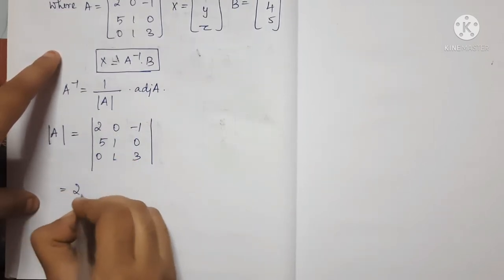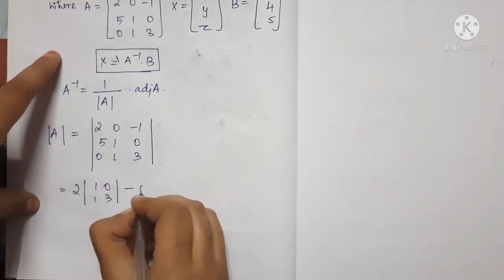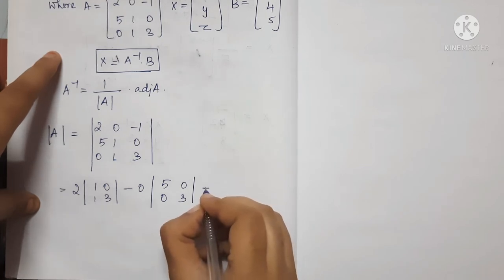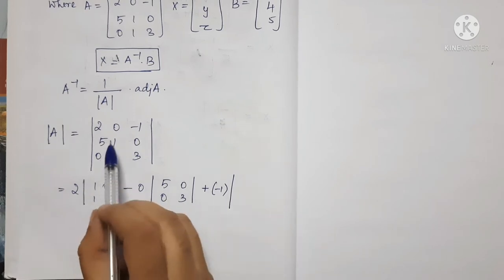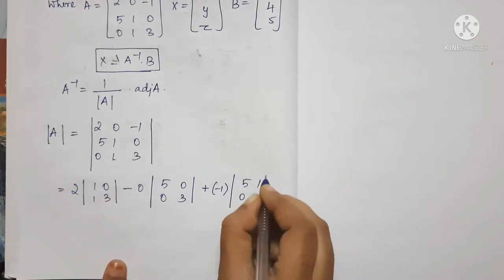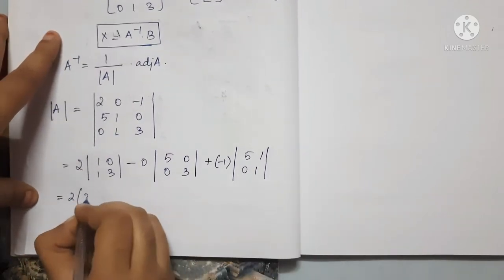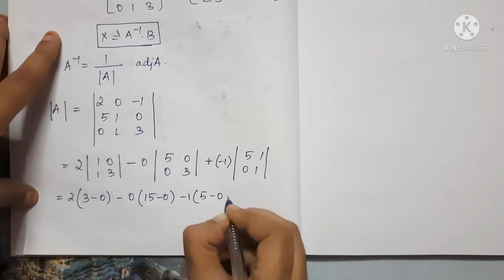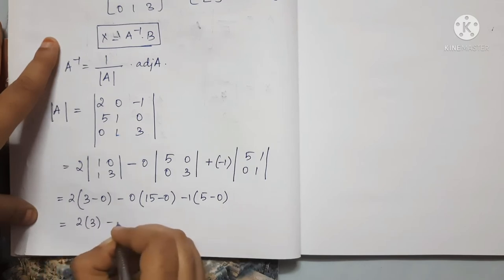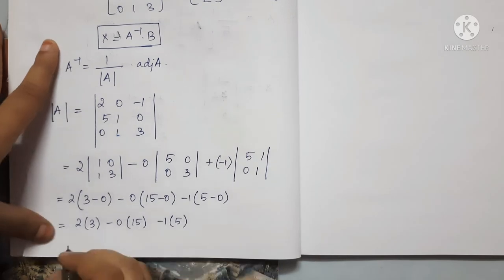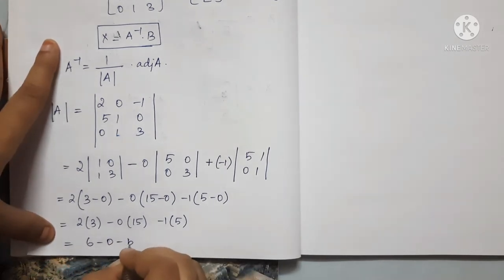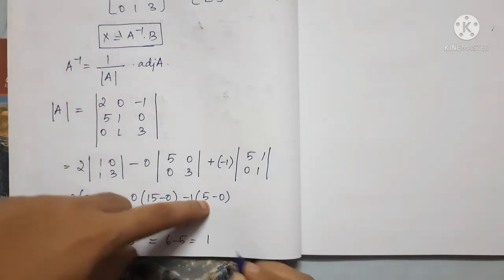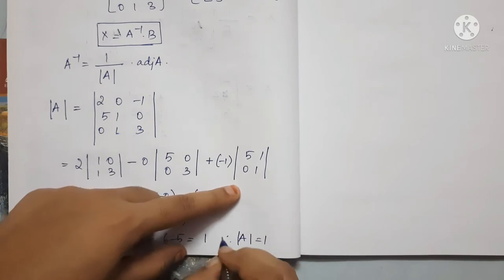Expanding along the first row: 2 times the minor of 1 0, 1 3, minus 0 times the minor of 5 0, 0 3, plus minus 1 times the minor of 5 1, 0 1. So, 2 times 3 minus 0, minus 0, minus 1 times 5 minus 0. So, 6 minus 0 minus 5, which gives 1. Therefore, the determinant of A is 1.